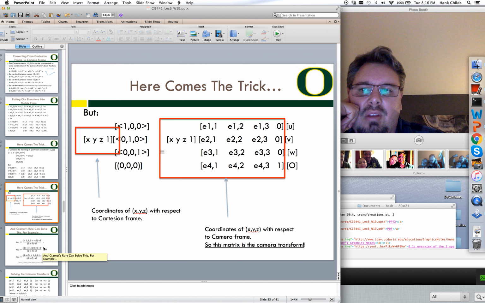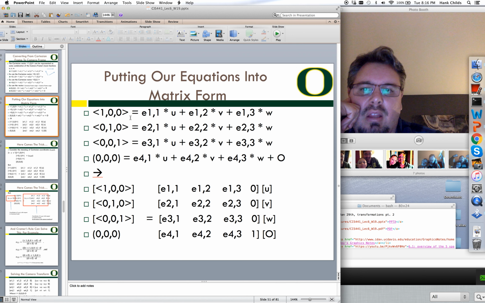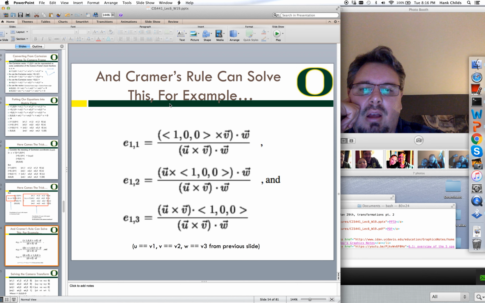The next slide says that when you've got a system of equations like this, 1, 0, 0 equals E11 times U plus E12 times V plus E13 times W, there's just something called Cramer's rule. That's just a formula for solving this. So E11 is equal to the cross product of the Cartesian x coordinate with the V from the camera frame dotted with W from the camera frame, divided by U cross V from the camera frame dotted with W. Now, this formula is a hard-fought formula by someone who really likes linear algebra, but it's a formula for how to solve these sorts of equations.